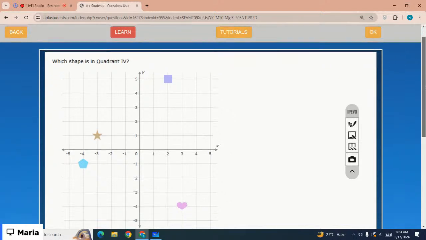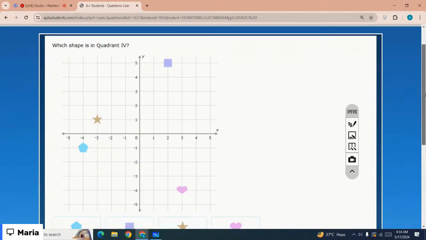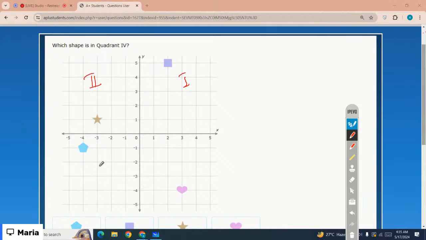Okay, which shape is in quadrant 4? So, which is the correct option? Think and then answer. This is quadrant 1, quadrant 2, quadrant 3, and quadrant 4. So, heart is in quadrant 4. The correct option is heart.